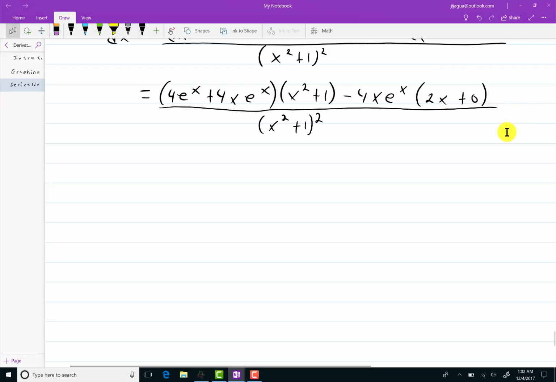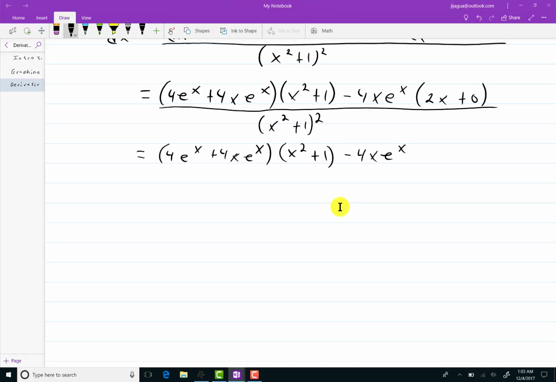I'm going to simplify just a little bit, but you're not required to. So I am going to leave all of this stuff alone. So I have 4 e to the x plus 4x e to the x. My x's are a little bit sloppy. Let's fix that. Times x squared plus 1 minus 4x e to the x times 2x. I think what I might do there, seems so hard not to do it, I'm going to change this 4x to an 8x squared. But I don't want to get carried away. I really don't want to do any more simplifying. I want to be done with it and just move on. So there you go.